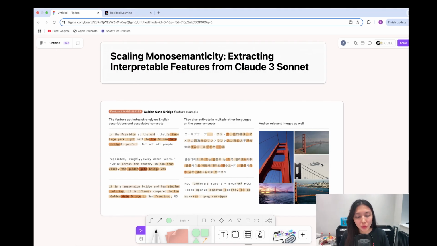There was work done by Anthropic to find features in Claude 3 Sonnet model, and they found very many interesting examples in the middle of the residual stream. And one of the examples is shown here. It's a Golden Gate Bridge feature example. And as you can see, it's multilingual and multimodal, meaning it appears both in text and images.